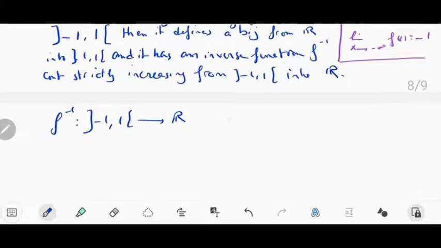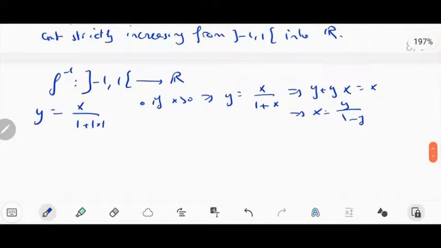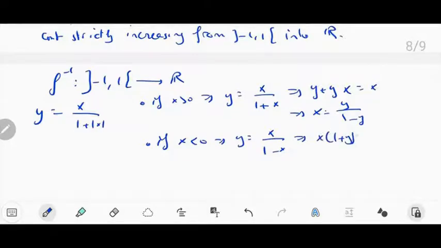So we take y equal to x over 1 plus absolute value of x. So if x is positive, then y is equal to x over 1 plus x, which means that y plus yx is equal to x, then x is equal to y over 1 minus y. And if x is negative, then y is equal to x over 1 minus x, then x times 1 plus y equals y, which means that x is equal to y over 1 plus y.